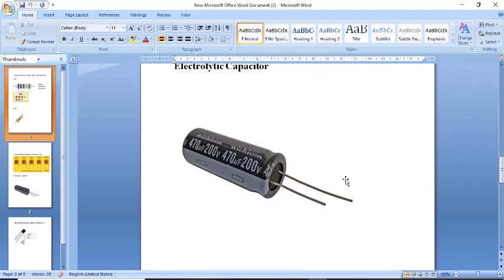Then the electrolytic capacitor: you can see that the leg lengths are different. The longer leg is the positive polarity, and the shorter leg is the negative polarity. Also, if your friend cuts both legs, you can still identify the polarity, because you can see there is a mark on the strap. Sorry, it is not a black mark, it is a gray mark.